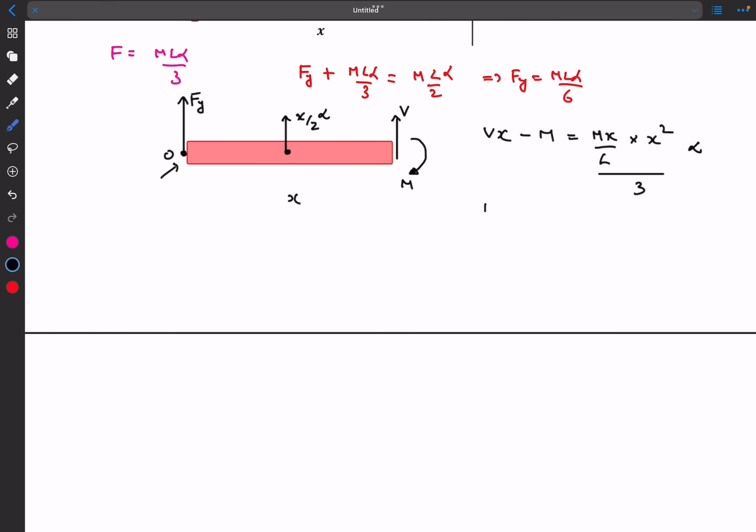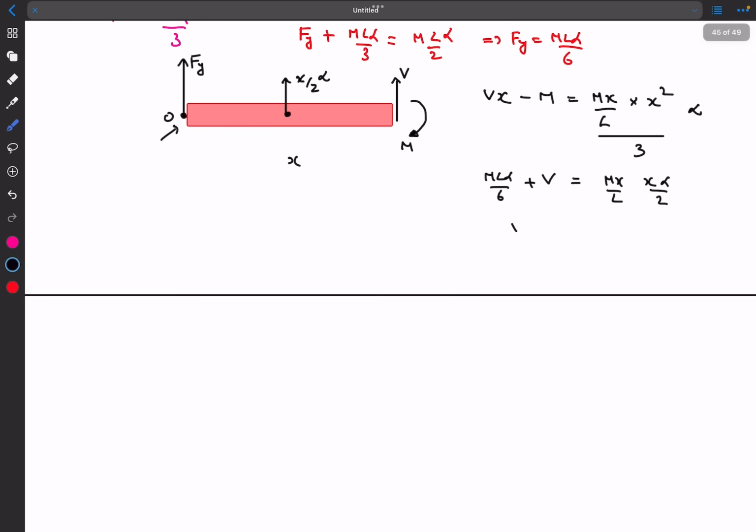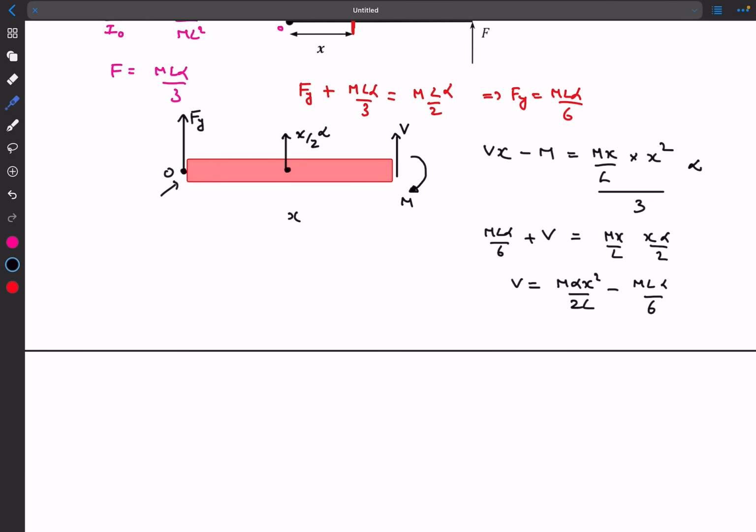The acceleration of the center is just going to be x by 2 alpha. So we can apply Fy, which is equal to mL alpha by 6, plus V equals m x by L multiplied by x alpha by 2. So from here, V turns out to be m alpha x squared by 2L minus mL alpha by 6. Now we have the shear force as a function of x. If you observe, the shear force increases quadratically with x, so the maximum shear force will be at x equal to L. Anyway, now all we have to do is substitute V into this expression and solve for M.